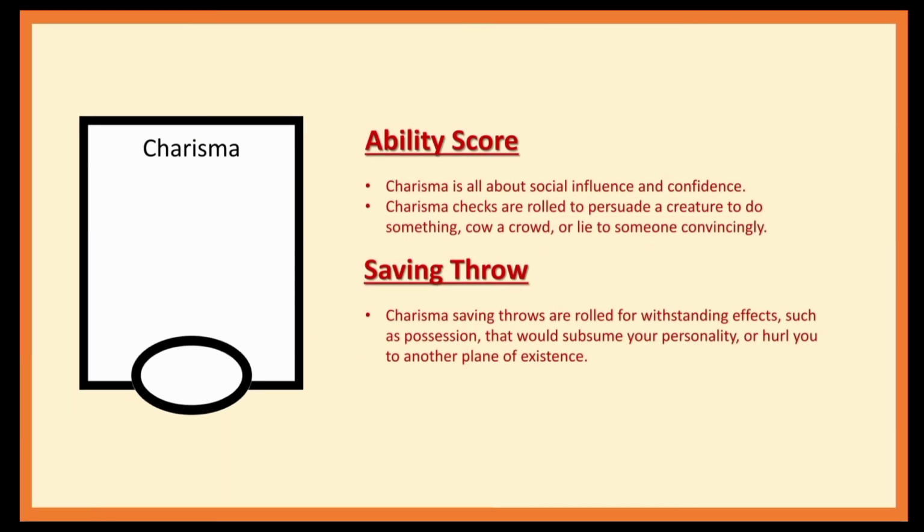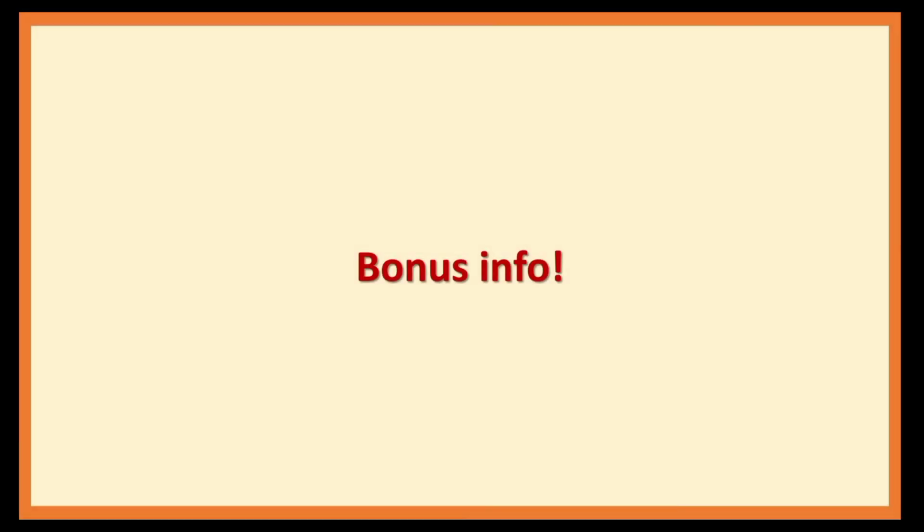When you make a charisma saving throw, you roll to try and withstand effects such as possession that would subsume your personality or hurl you to another plane of existence. For example, if a ghost tries to take over your body, make a saving throw to not be affected or become possessed. Also, remember that every ability check, skill check, and saving throw is rolled with a d20, or 20-sided die.